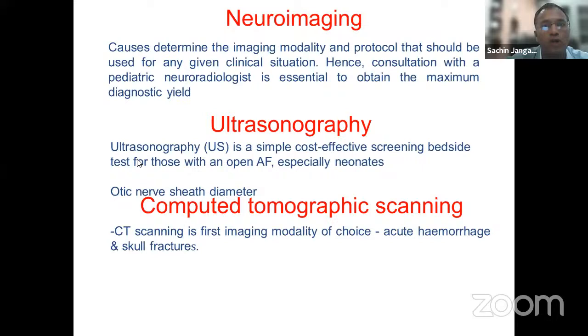Neuroimaging, usually CT, is the first choice because it can be done very quickly. It is more helpful to rule out acute hemorrhage or skull fracture rather than actually pointing towards other etiology. Otherwise, in an infant, neurosonogram can be done if the anterior fontanelle is open. Bedside ultrasonography can also be used to see the optic nerve sheath diameter. If it is more than 6 millimeter, then it points toward papilledema.